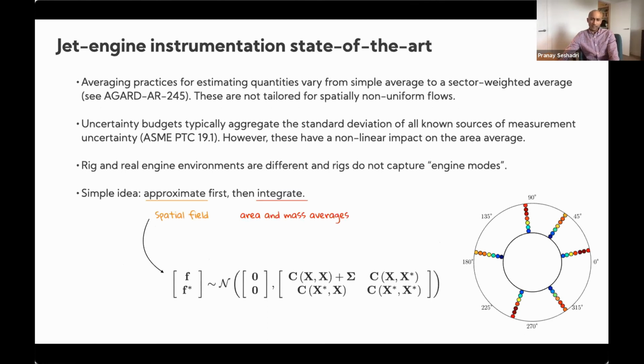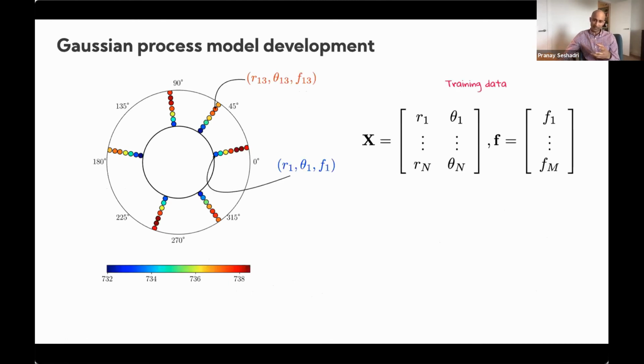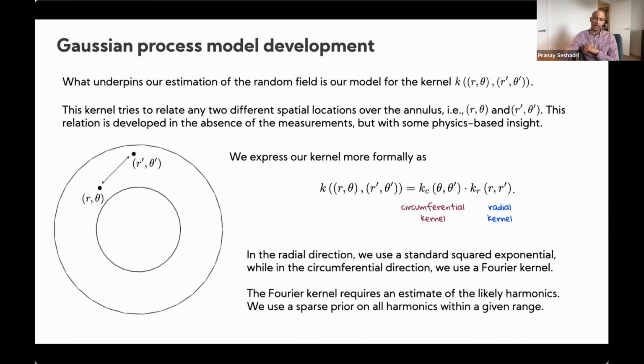So what we're going to do is construct this Gaussian process model across the annulus, and we're going to be able to integrate this spatial field to arrive at area and mass averages. So this is how we use the model in this context. Once again, we have training data, which here is designated by some rake measurements that we're getting from an actual engine. We derive a new kernel, so we're not using the standard squared exponential kernel anymore. We're deriving a new kernel that's physics driven.